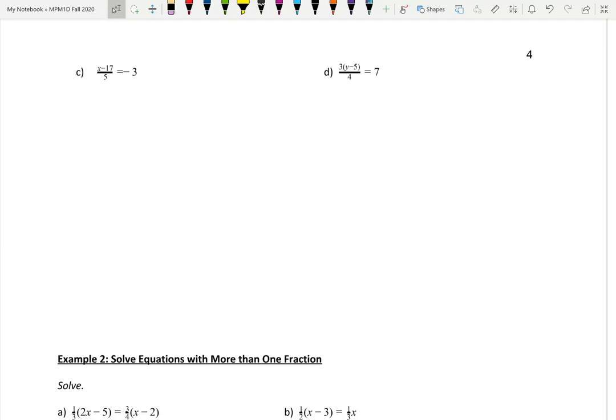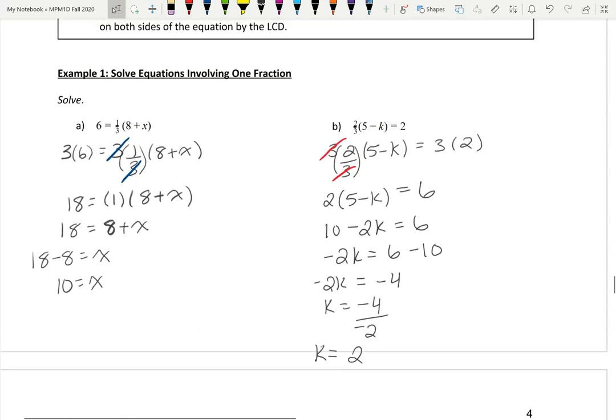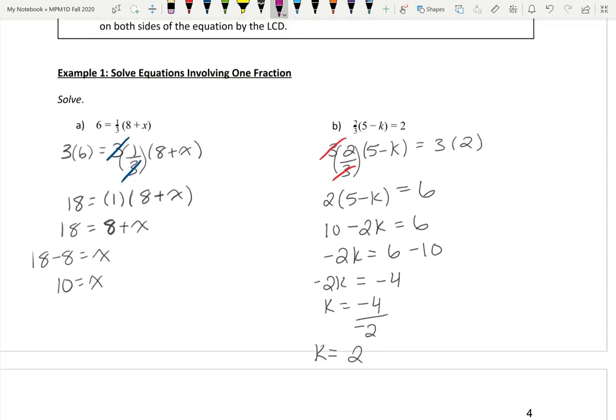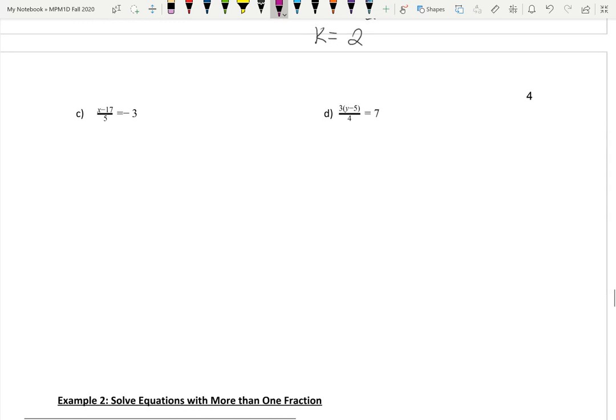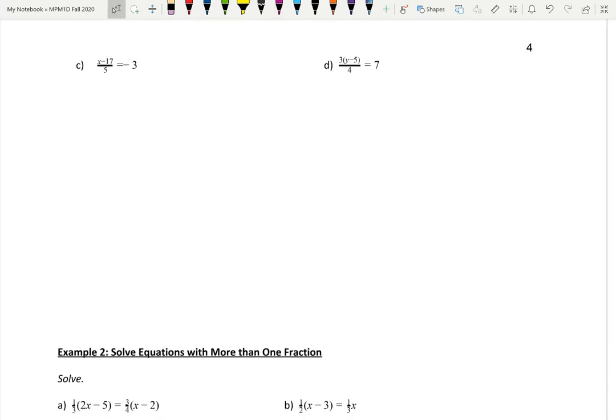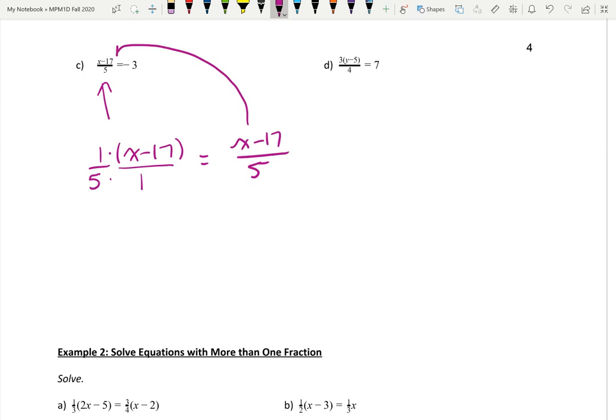Okay, let's try two more that have only one denominator. Now, these two are written differently than these two on this page. So these two on this page, the fraction is written in front of the bracket, whereas over here, the fraction is written underneath the bracket. So this right here is the same as saying 1 over 5 times x minus 17. Because if you multiplied 1 times x minus 17 and 5 times the invisible denominator 1 that x minus 17 has, you would get x minus 17 over 5, which is what's written over here.